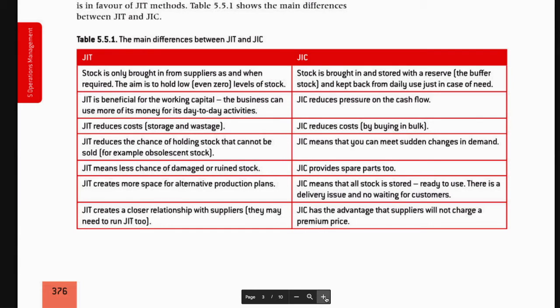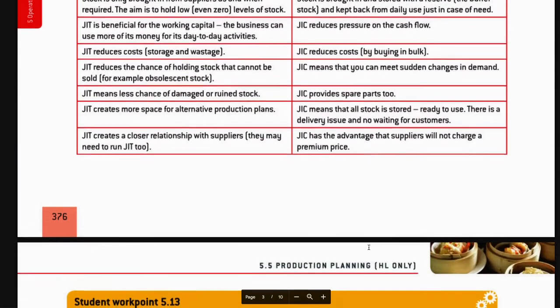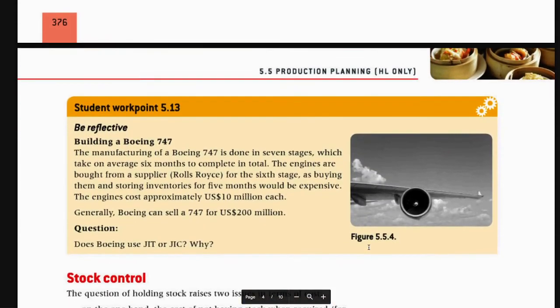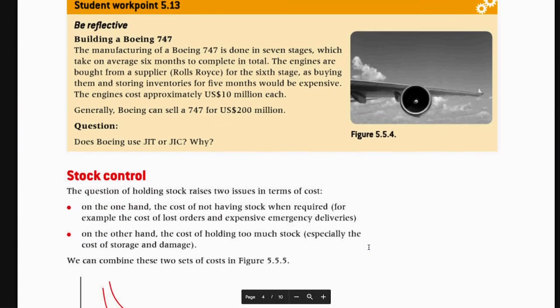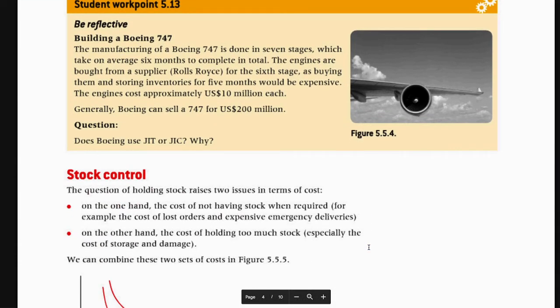So we don't have to have delivery. Stock is already stored, ready to use, and suppliers won't charge a premium price for delivery or because they're delivering small quantities. Okay, so that's really the big difference. That's really the whole point of what's going on here with the stock control, just in time, just in case.